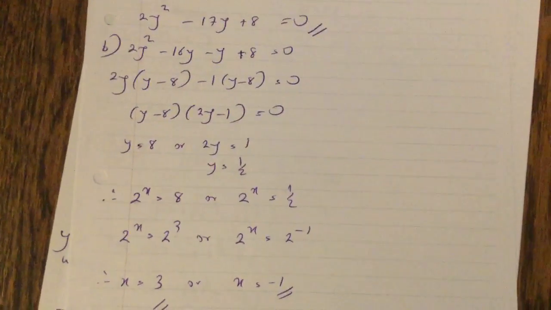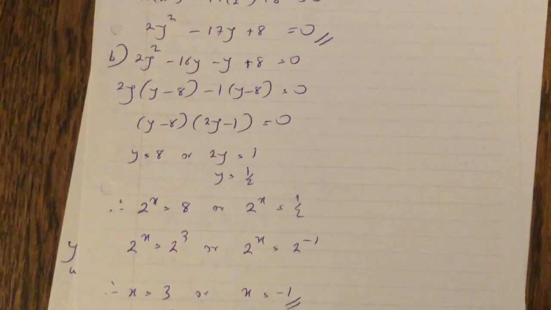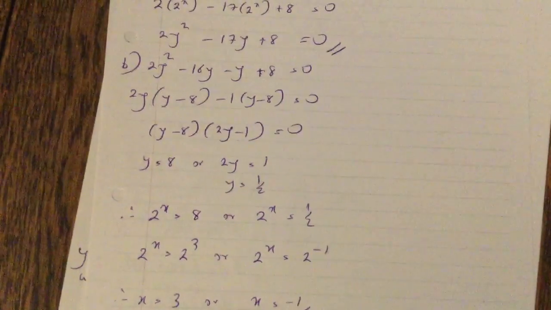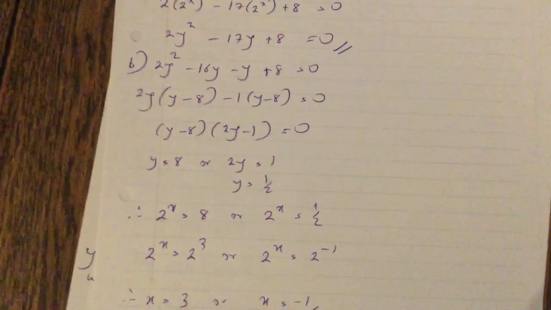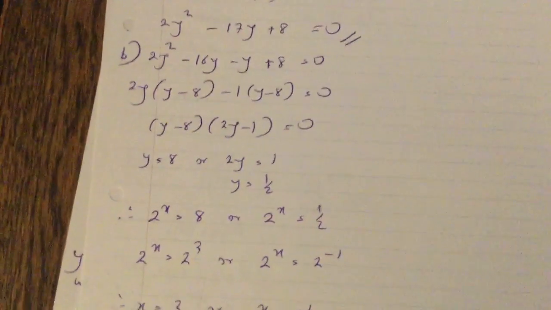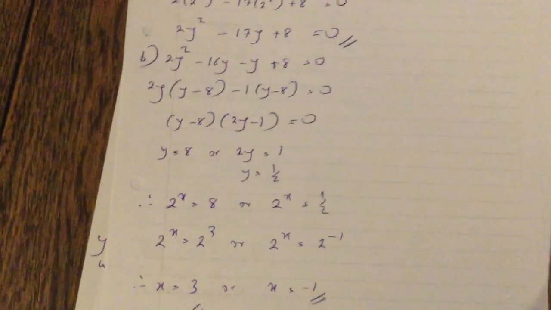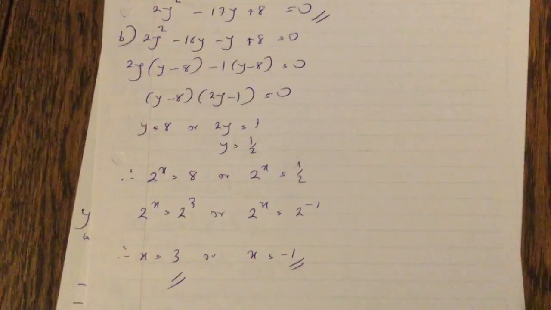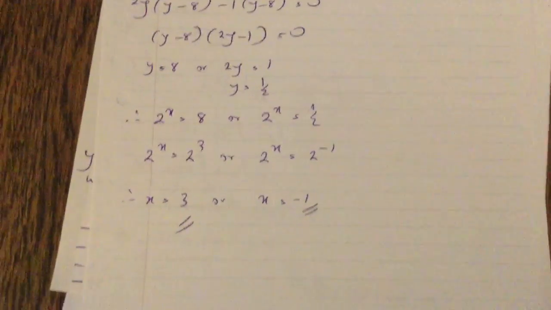Okay, and then it's just a quadratic. You just solve the quadratic. (2y minus 1)(y minus 8) equals 0. I solved the quadratic the long way, guys, so if you want to do it directly, that's fine, but don't get it wrong. So y works out to be 8 and y equals a half, so that means 2 to the x equals 8, or 2 to the x equals a half, so 2 to the x equals 2 to the 3, 2 to the x equals 2 to the minus 1, so x equals 3 and x equals minus 1 are the two solutions. Okay, so that's question 6. Question 7.